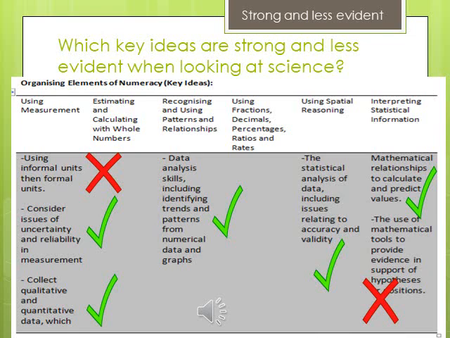So that means we have 2 left, and what do you think they are? Less evident? Yes. Using informal units, then formal units, that's a bit less evident, and the use of mathematical tools to provide evidence to support a hypothesis. Thank you.